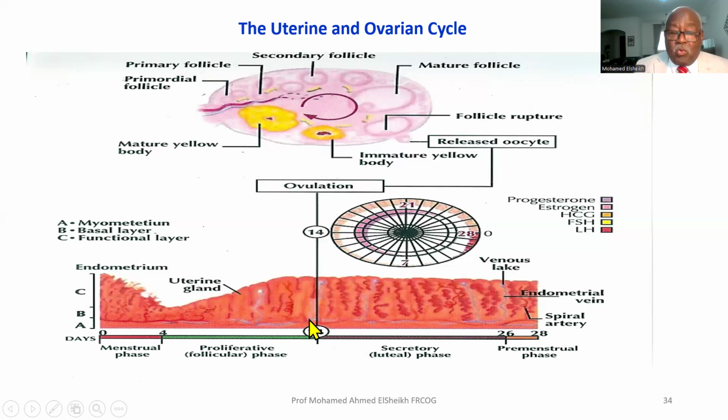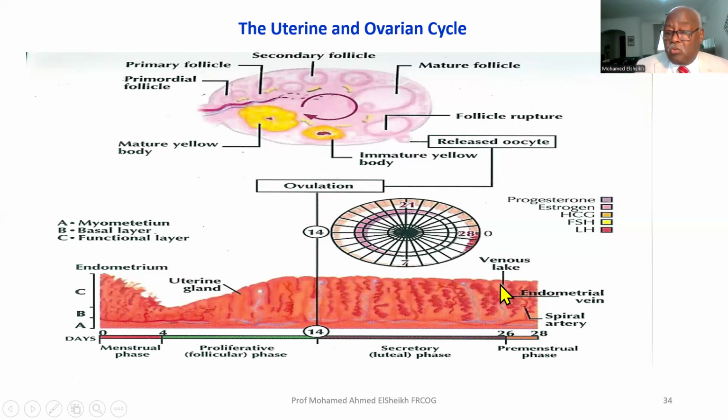That acts on the uterus. Earlier on the uterus, you will find that A, here, is the myometrium. Nothing is going to change. B is the basal layer. The basal layer, as we have said, does not change, it stays there. And C is the functional layer. And you can see here that there is a growth of the functional layer.